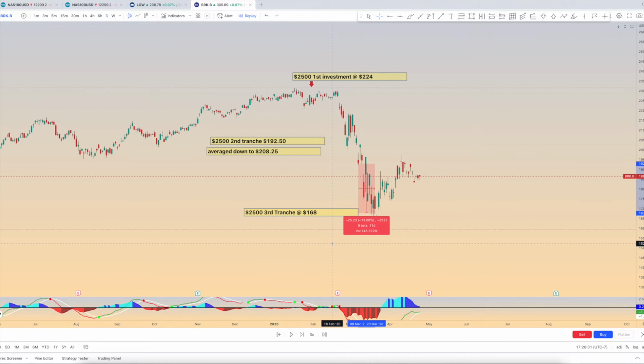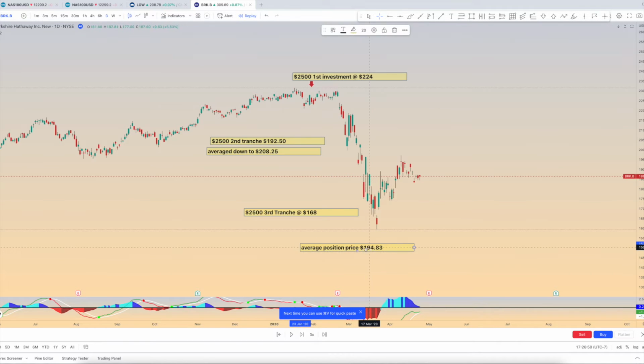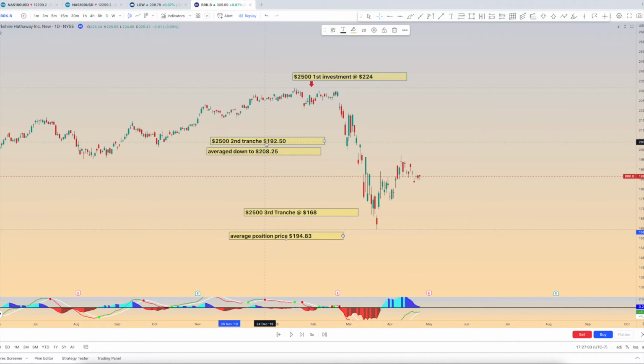All right, so now what our average is 224 plus 192.50 plus 168. Divide that by 3. And now your average price for your position is 194.83. All right, so there we go. Which means you originally invested at 224. You took your first position down at 192 to average down. You took your third position to average down, almost where you grabbed your second position.